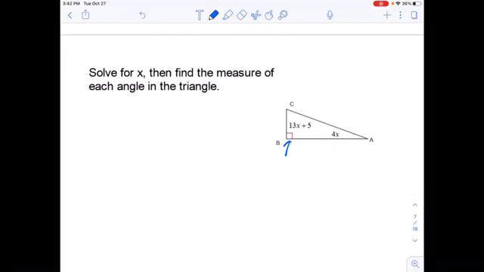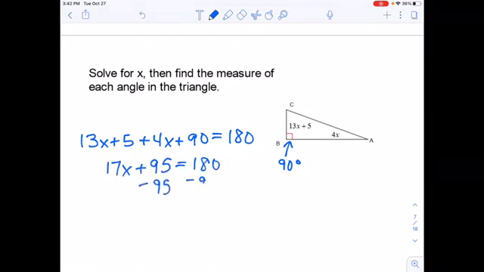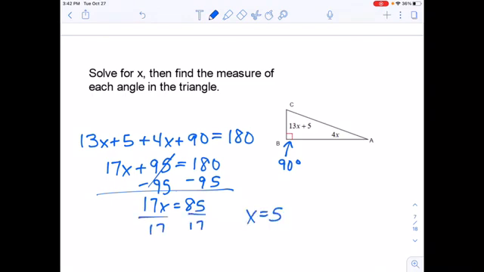Similar here, when you see a little box in the corner, that just means 90 degrees, so don't get confused by that. We are going to add the angle measures up. So all three angles are added and equal to 180. And then I solve for x. And x will equal 5.